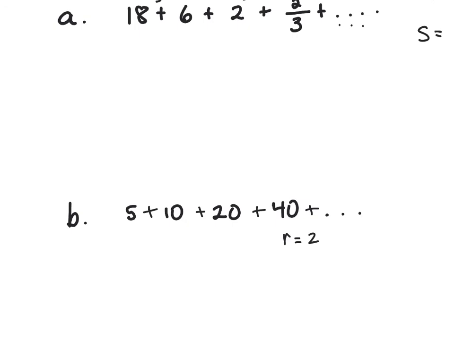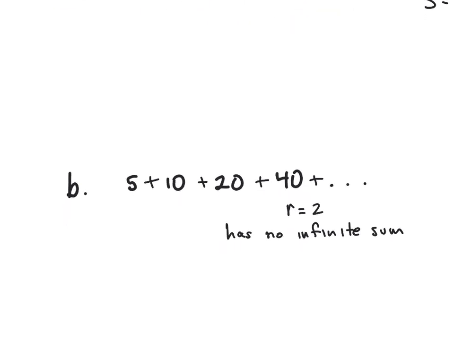And the absolute value of 2 is not less than 1. Remember, in order to find the infinite sum of a geometric series, the absolute value of the common ratio has got to be less than 1. So this one has no infinite sum, or you could say the series diverges. If it has an infinite sum, you would say it converges, and then you find the value to which it converges using that formula.